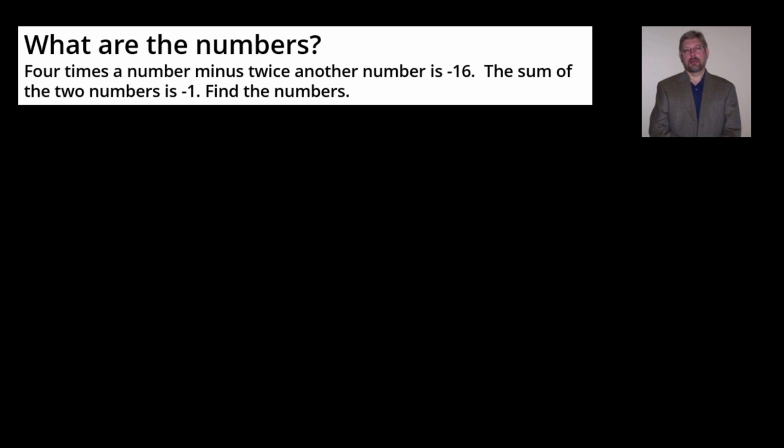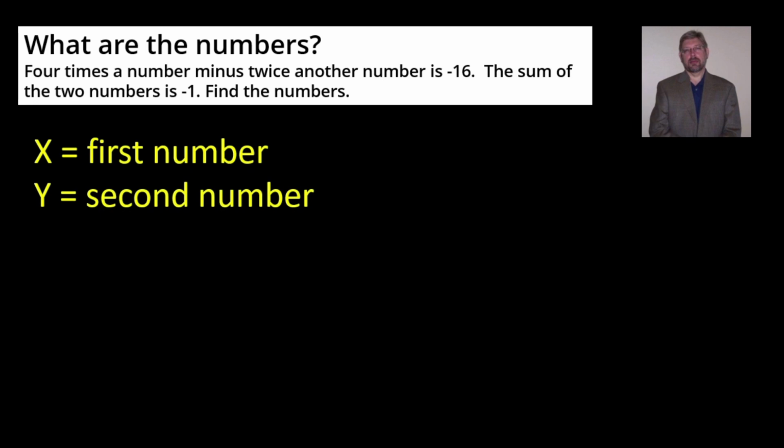Well, the first thing we have to do is identify the variables. So we have x is the first number and y is the second number. We always want to highlight or underline the important information. And 4 times a number, we're going to say 4 times the first number, 4 times x, minus twice another number, so let's say 2 times y is equal to negative 16. And then the sum just means to add. The sum of the two numbers is negative 1.